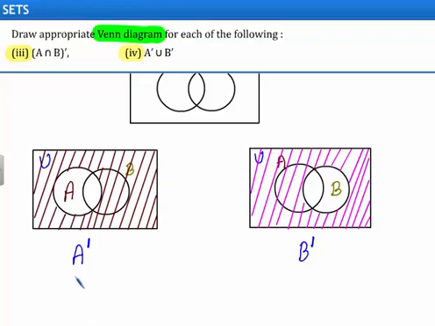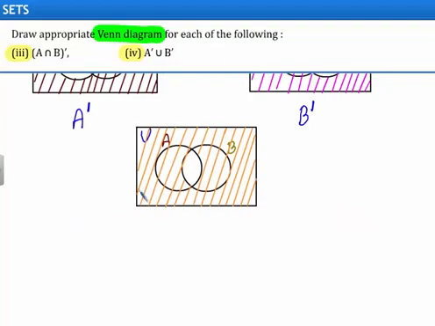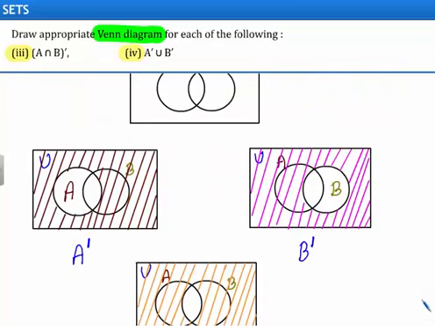Next, let us draw the Venn diagram of A complement union B complement. In this diagram, the shaded portion represents A complement union B complement. This is the Venn diagram representation of A complement union B complement. If we observe these two Venn diagrams closely, the resultant Venn diagram is nothing but the union of the shaded portions of these two Venn diagrams.